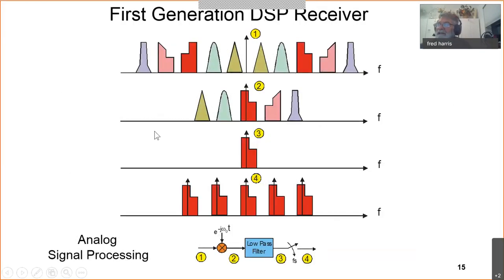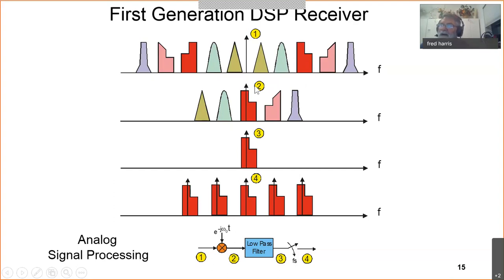Okay. Let's look at what a first generation DSP receiver would look like. It says block diagram on the bottom. And you can see at the input to the system, we have our spectrum of the signal presented to our port. We know where the signal of interest is that we're supposed to process. So the first thing we do is move that signal to baseband. It's called a down conversion. Since the signal is asymmetric, it must be complex, and if it's complex, it has both an in-phase and a quadrature component. So now there are two ports coming out of this.